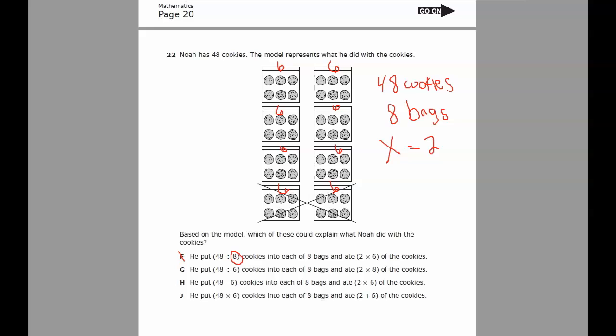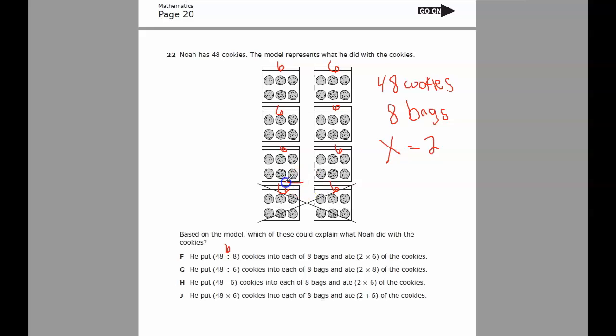Alright, so let's go back here real quick. Okay. So I want to look at F again. We have 48 divided by 8 cookies, right? So we know 48 divided by 8 is 6. So I was mistaken there, guys. We do know that there's 6 cookies in each bag.